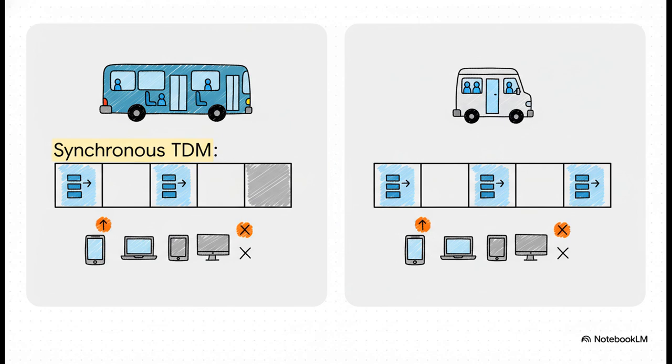The problem, though? If it's your turn but you have nothing to say, that time slot is totally wasted. It's like a city bus running with reserved seats that are always empty. Statistical TDM is so much smarter. It knows internet traffic comes in bursts, so it gives out time slots on demand, only to the devices that are actually ready to send something. It's like a super efficient shuttle service that only runs when a passenger is actually waiting.